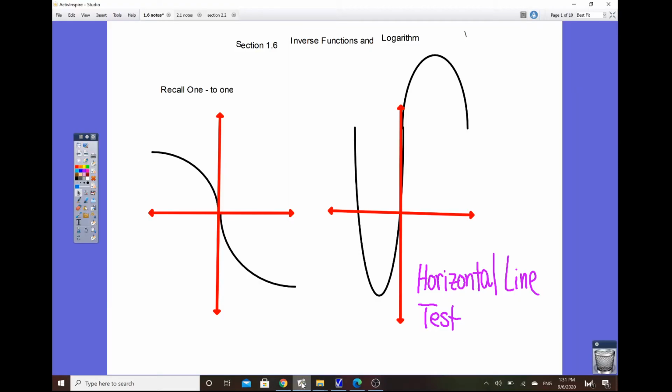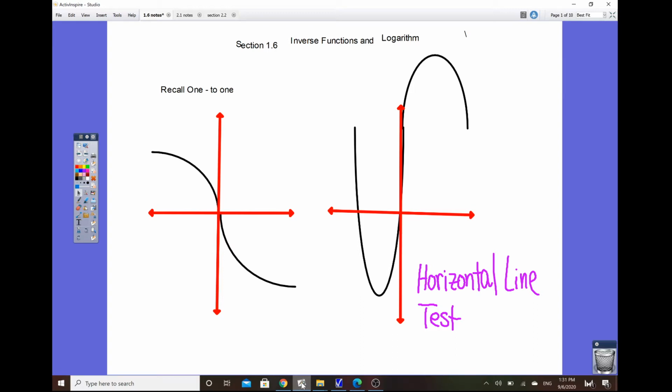So just want to record a video for 1.6. Again, this one is for calculus, James Stewart, section 1.6, the last section of chapter 1, inverse functions and logarithm. So you guys do remember now the one-to-one functions.